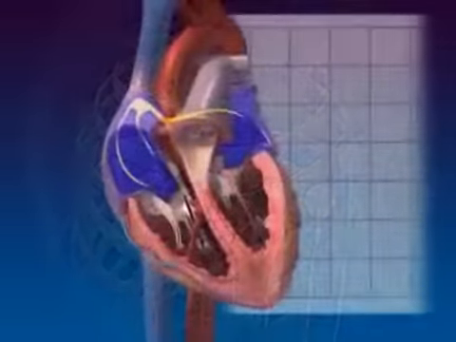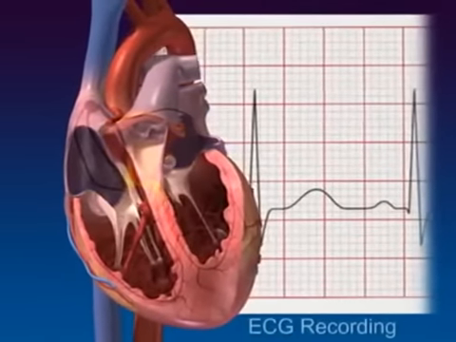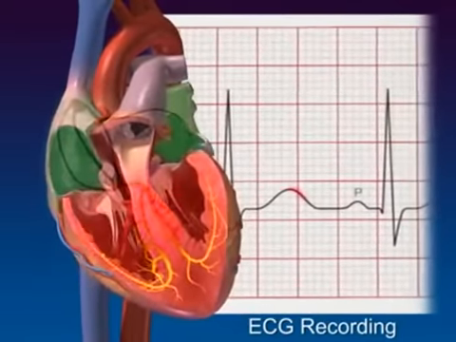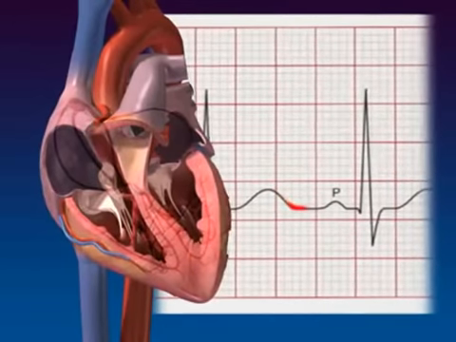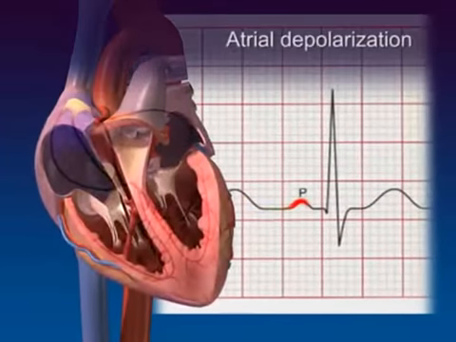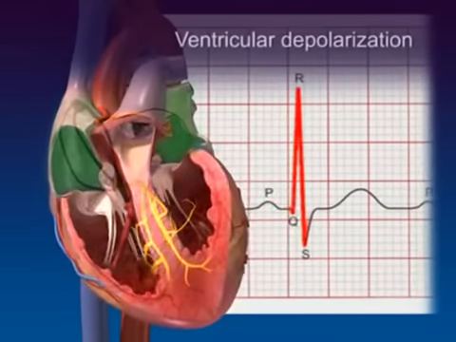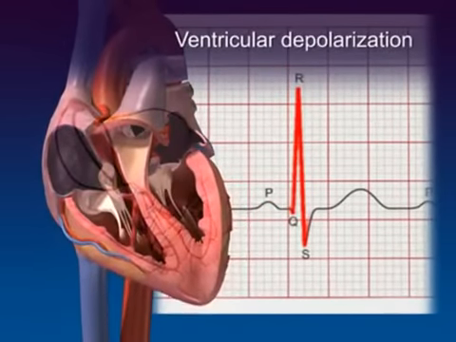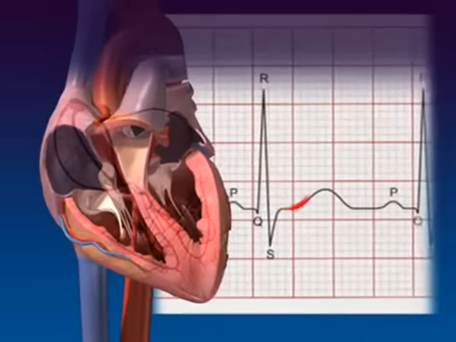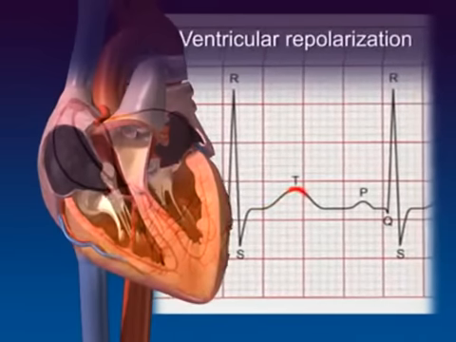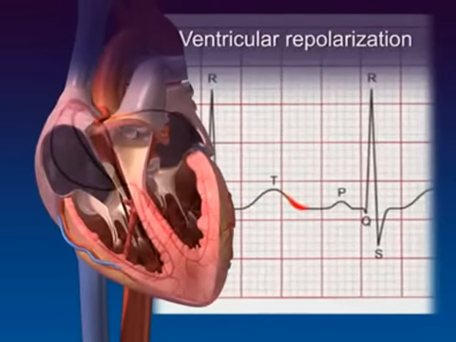The recording, called the electrocardiogram, or ECG, has several distinct components. The P wave corresponds to atrial depolarization. The QRS complex appears with ventricular depolarization. The T wave represents ventricular repolarization.